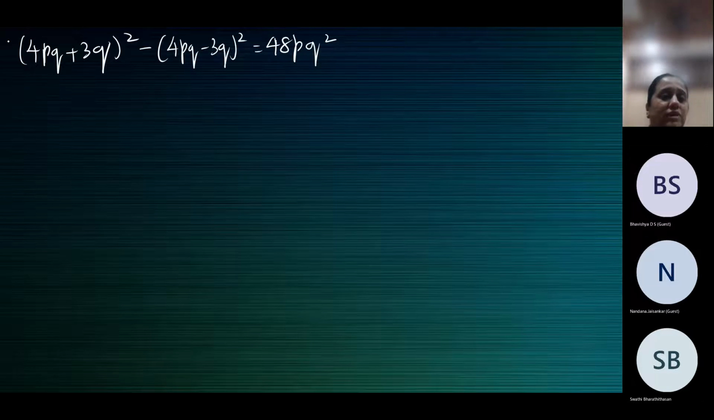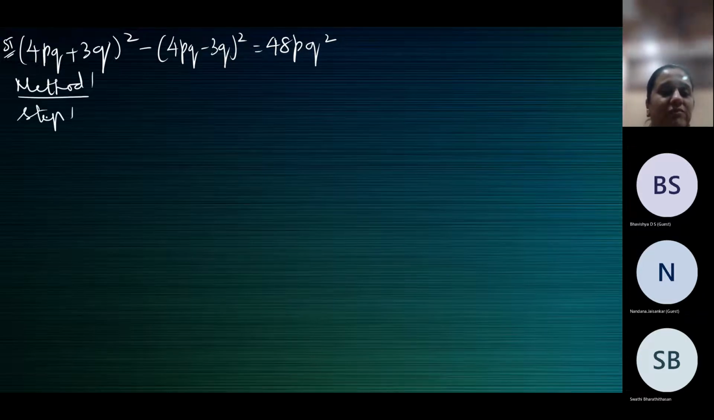All right, children. We'll have to show that. ST meaning show that. This expression is equal to 48pq square. So this is method 1, children. Method 1, step 1.